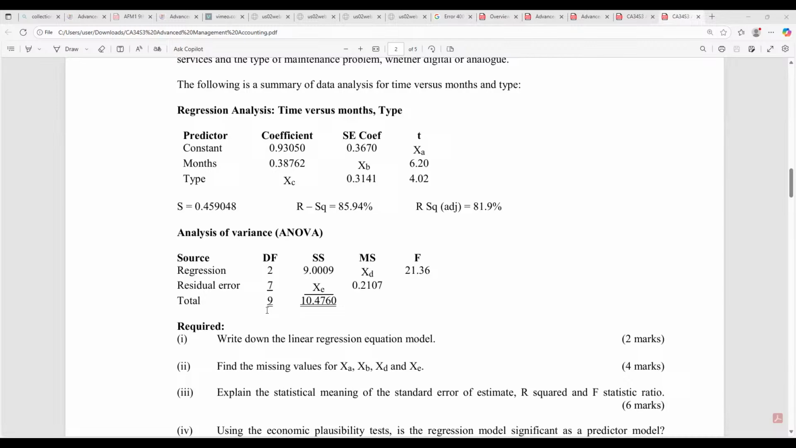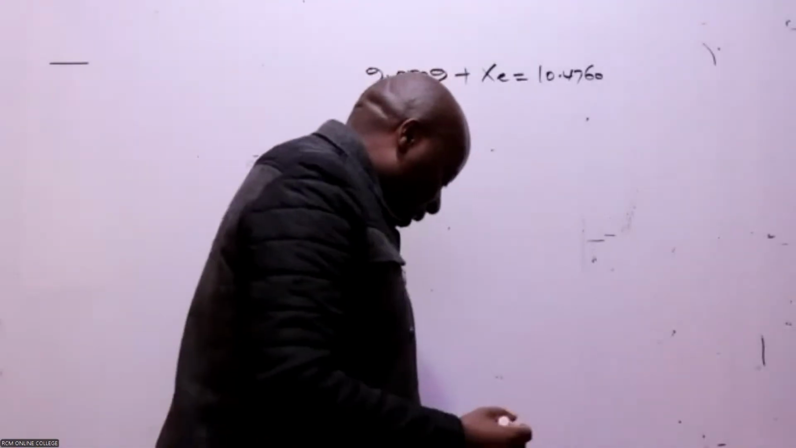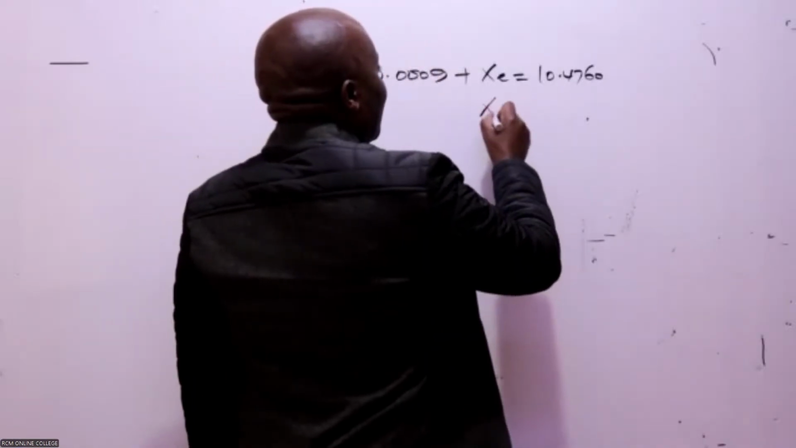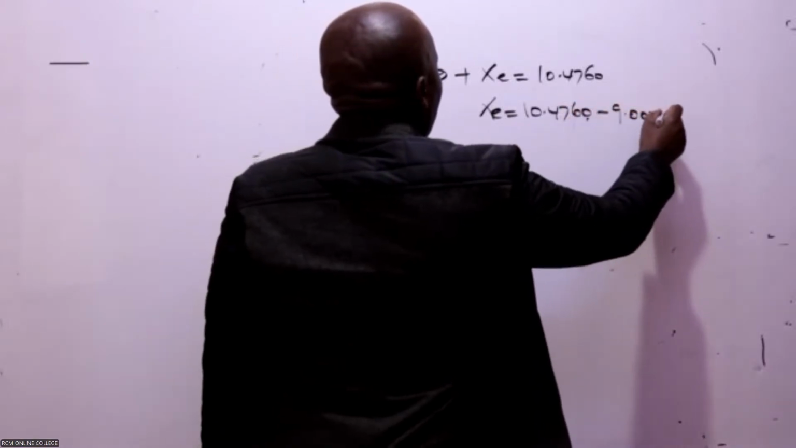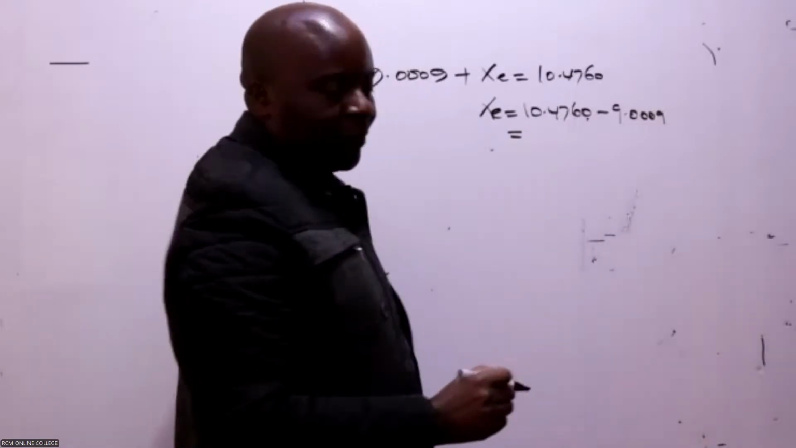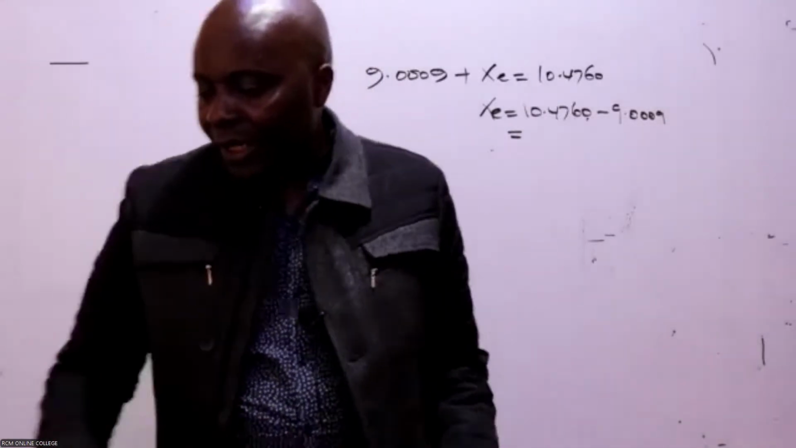So you're saying that 9.0009 plus XE equals 10.4760. So, ladies and gentlemen, in this case, if we take this 9.0009 to the other side of the equation, our XE will be 10.4760 minus 9.0009, which will end up giving us what figure? Already they had given me an answer.